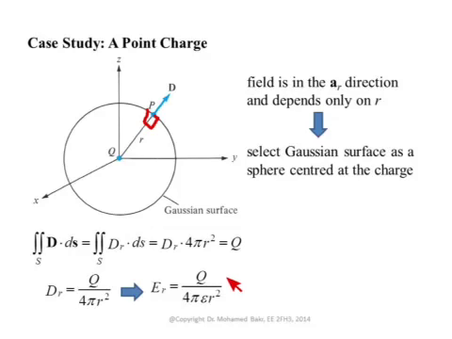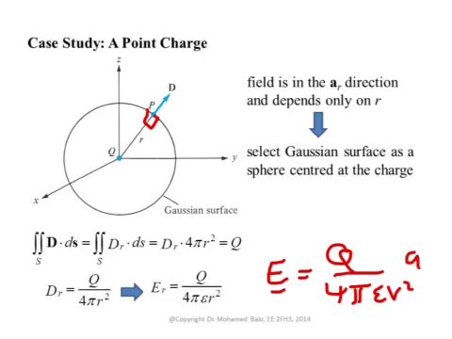Now, this expression here is the component itself. If you want to get the electric field, of course, the electric field is equal to this component in the a_r direction, if you want to write it as a vector. Okay, this is exactly what we got before using Coulomb's law.